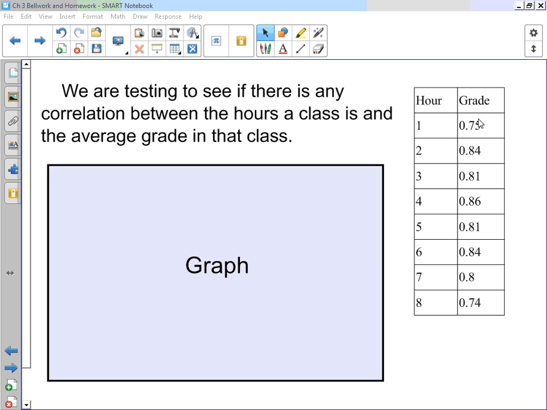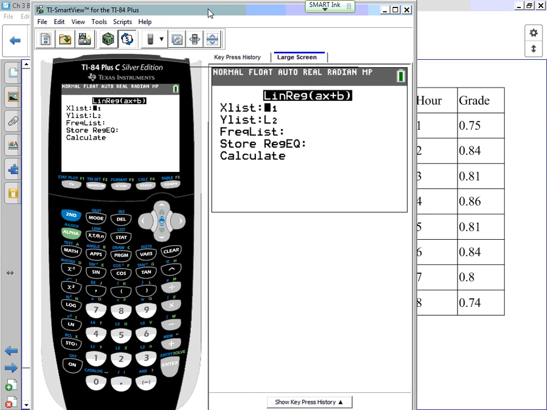So here, let's say first hour, the average grade in that class is 75%. Second hour, average grade is 84. So, is there any correlation? Here's what I'm going to do. I'm going to pull out my calculator, and you need to make sure you have your calculators out as well. I probably should have said that at the beginning. And I'm going to enter that data into my calculator.